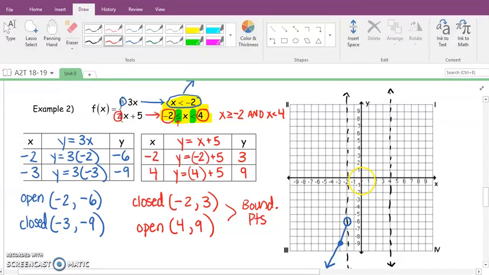So I'll have my closed point at -2, 3, shaded in, and an open point at 4, 9. Open it up. And so this will be different because I'm just going to connect these dots, but there's not going to be an arrow because it only exists between those 2 points. And then I'm done. So this graph just happens to not have a piece on the right side. All right, every so often you'll get one like that.